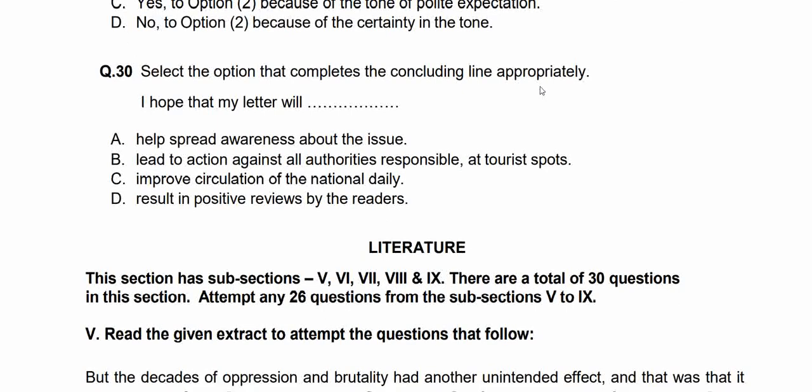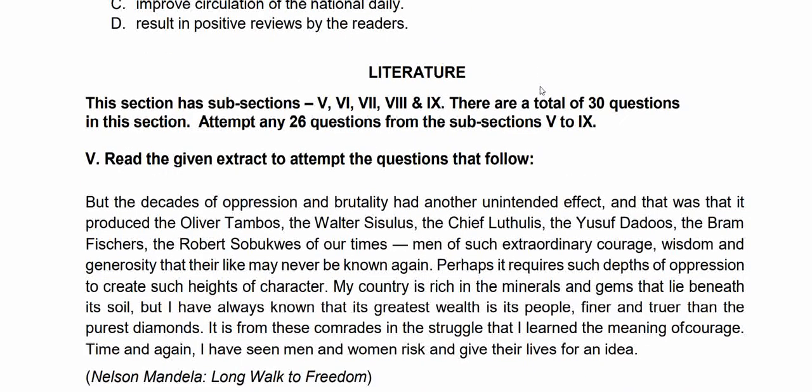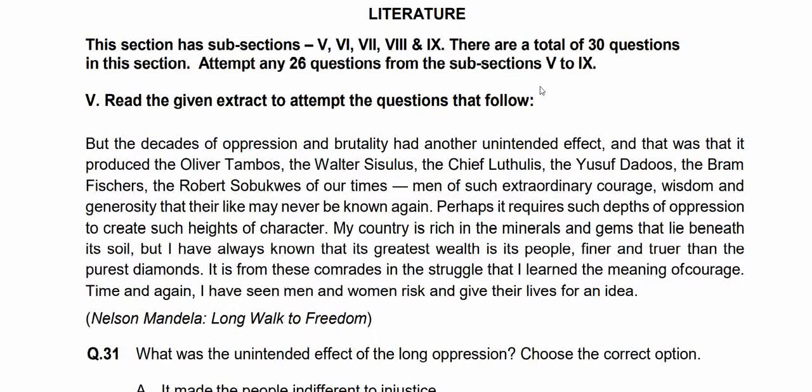Coming to literature, there are subsections in literature. This section has subsections 5, 6, 7, 8, and 9. There are a total of 30 questions in these sections. Attempt any 26 questions from the subsections 5 to 9. A paragraph and excerpt is given from your lesson.